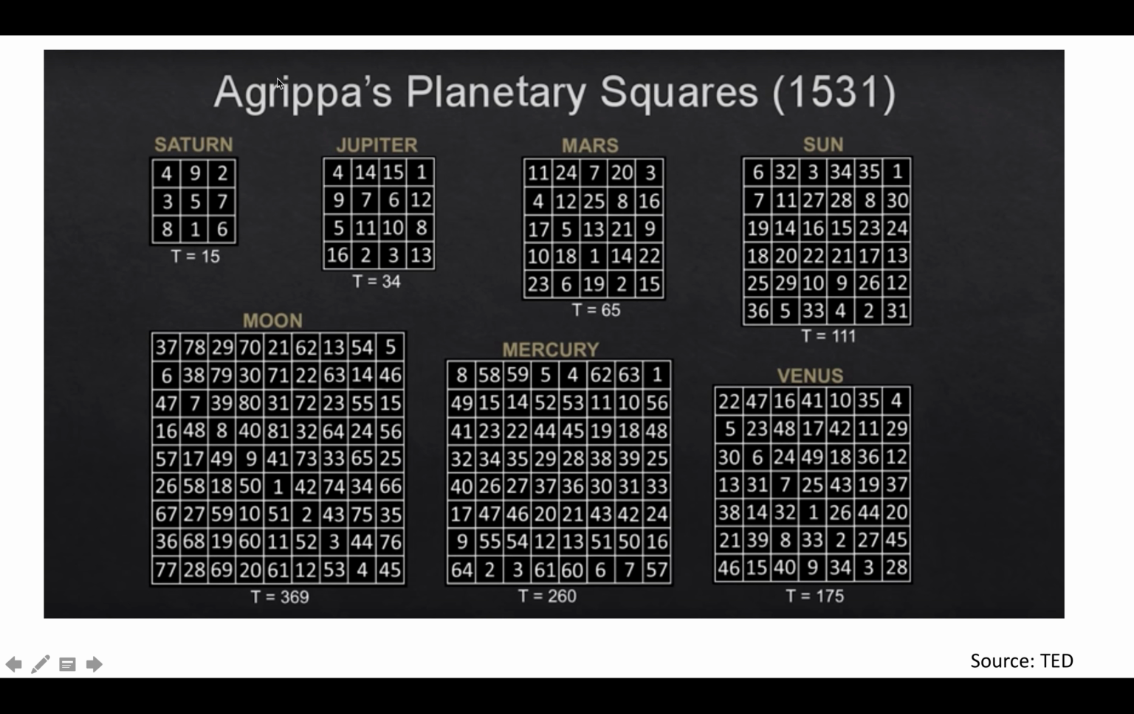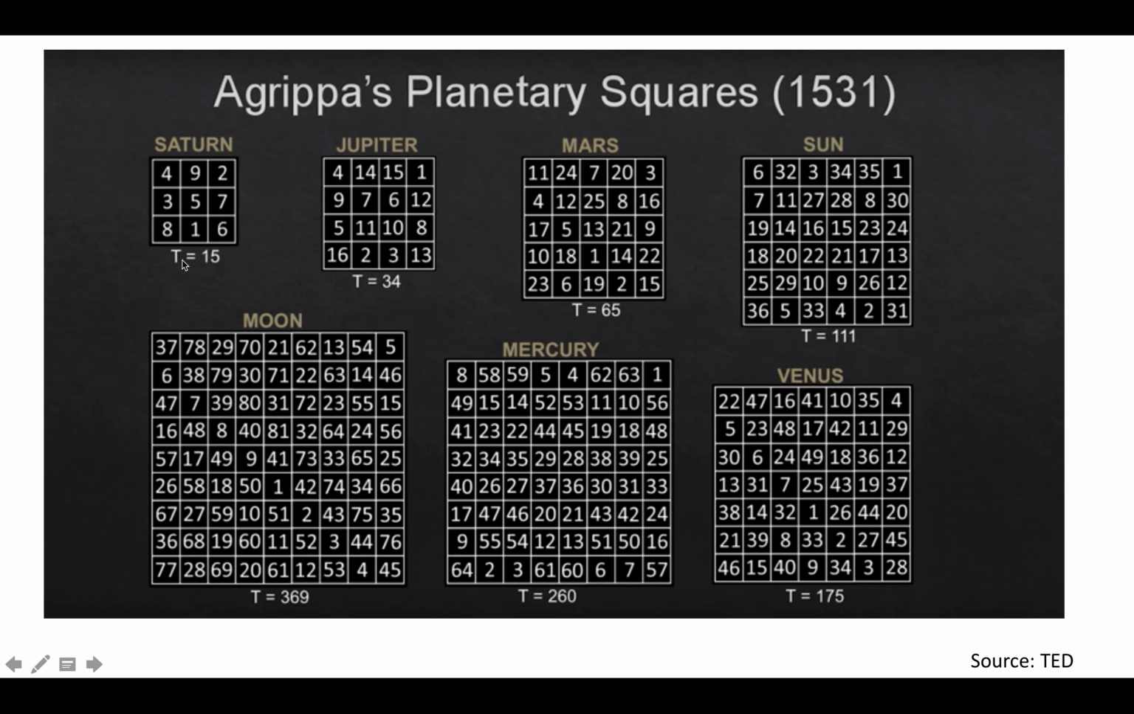So these are Agrippa's planetary squares, which date back to 1531. And you can see these are the squares of different orders which are named after the planets. So we have Saturn, Jupiter, Mars, the Sun, and so on. And we have the square of order 4. This is a square of order 3, 4, 5, 6, 7, 8, and 9.